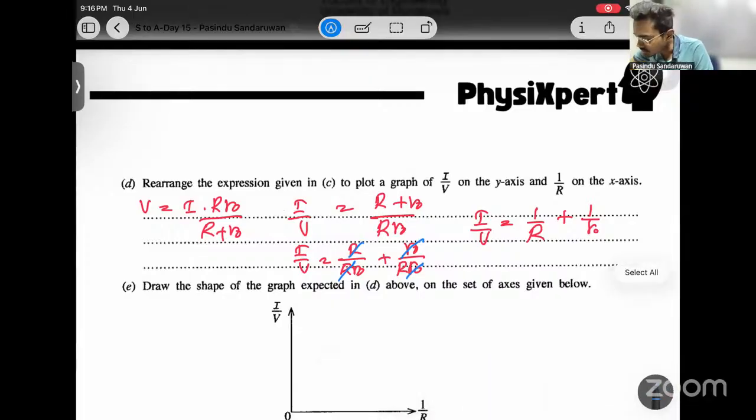Then this is our y-axis, this is our x-axis, and this should be the intercept. Y equals x plus c, because m is 1, that is mx plus c. M is 1 here.